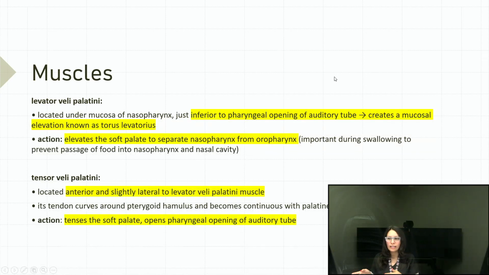And its tendon is going to curve around what we call the pterygoid hamulus, and becomes continuous with the palatine aponeurosis. Anyways, the most important thing is the action, and the action is to tense the soft palate, and it opens the pharyngeal opening of the auditory tube.